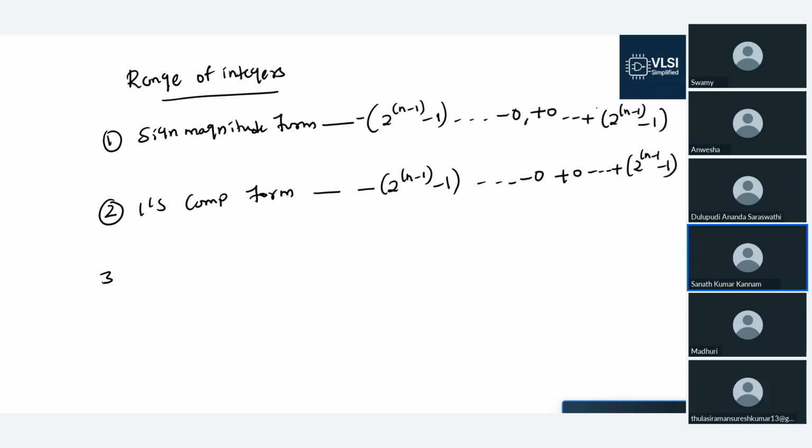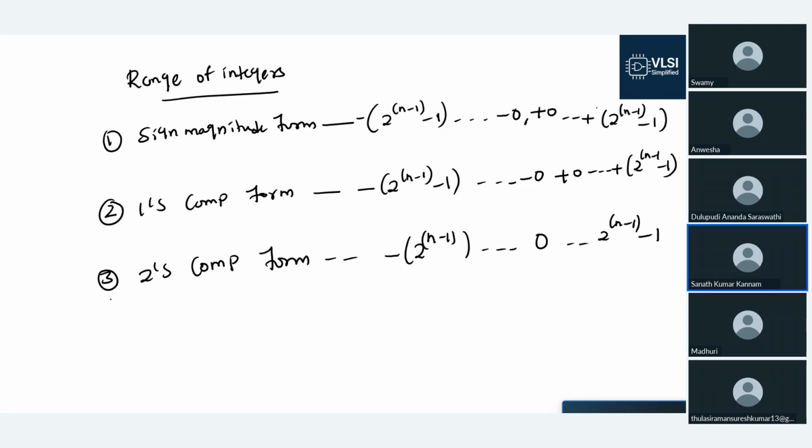Third, the 2's complement form: you have minus 2 power n minus 1, and 0, only one 0, up to 2 power n minus 1, minus 1. These are the ranges.